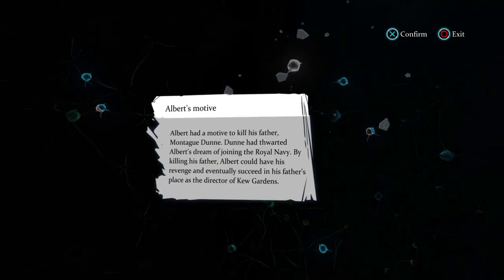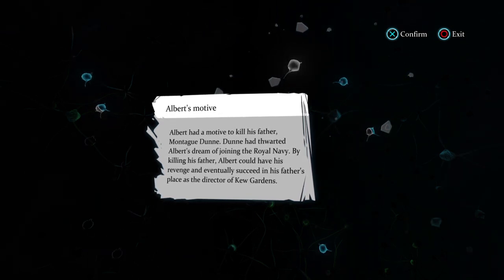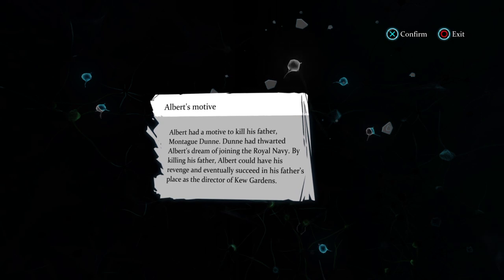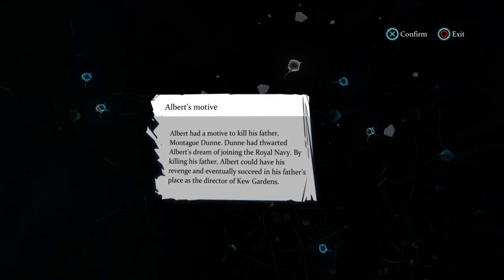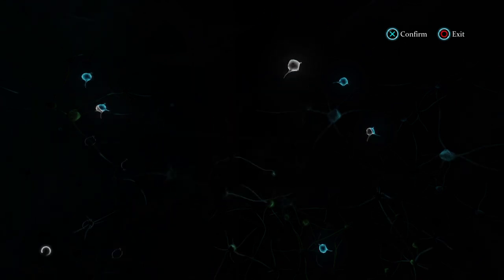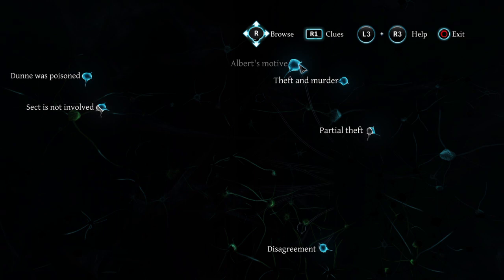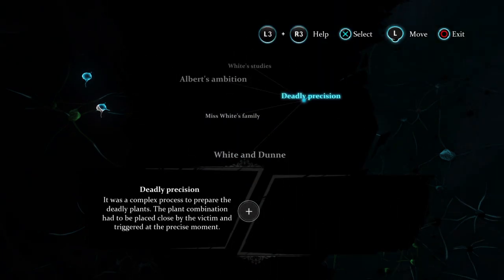Okay, Albert's motive. Albert had a motive to kill his father, Montague Dunn. Dunn had thwarted Albert's dream of joining the Royal Navy. By killing his father, Albert could have his revenge and eventually succeed in his father's place as a director of Kew Gardens. Yeah, he has a motive, that's right. So what else do we have?